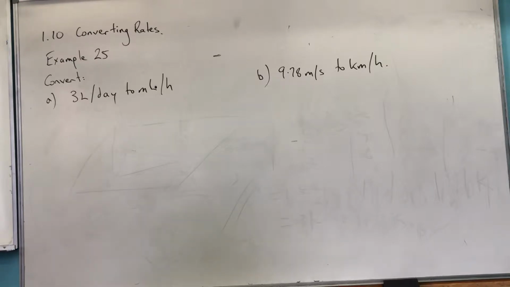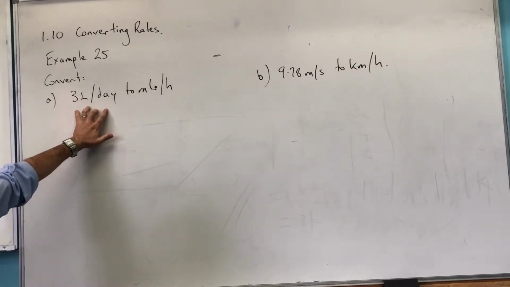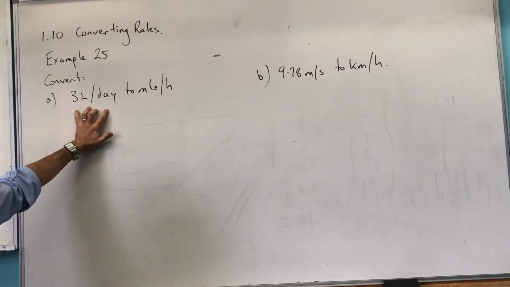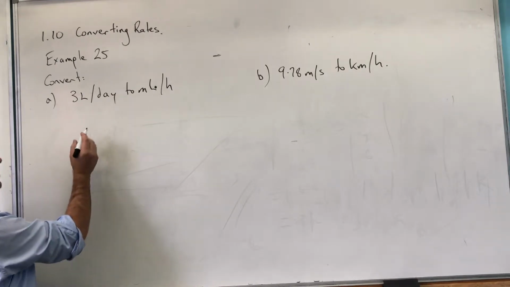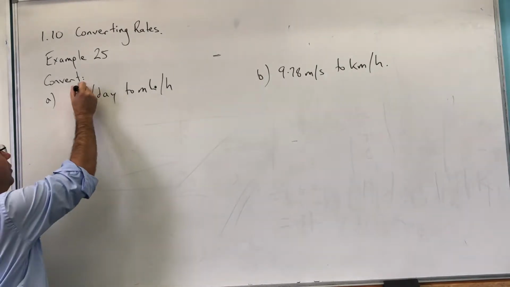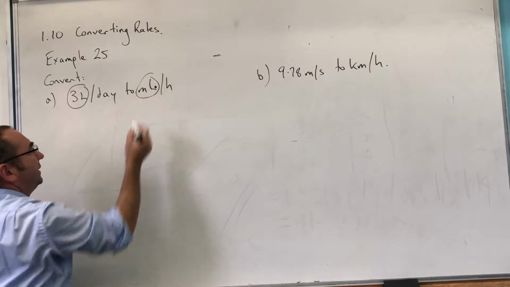Now what that means is we will often be given a rate like this one, 3 litres a day, and we want it converted to something that's much more useful, something that's more meaningful perhaps, or we need to get things on the same scale so that we can compare them. So the way I recommend that you do this is you look at a straight conversion from one to the other to begin with.